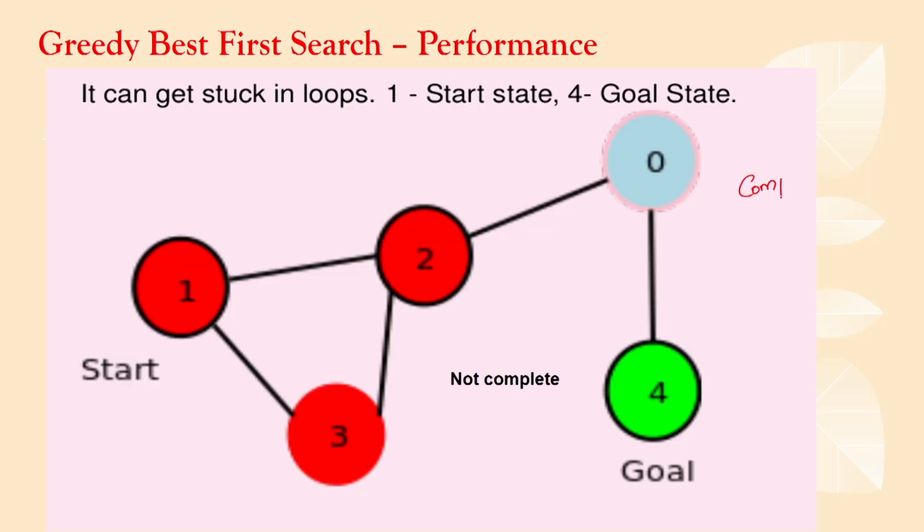Now, coming to the performance measures, the first is completeness. Is it complete? No. Why? Because it can get stuck in loops. Take for example a graph where 1 goes to 2, 2 goes to 3 and 3 goes to 1. It can get stuck in the loop and cannot come out. So, it is not complete.